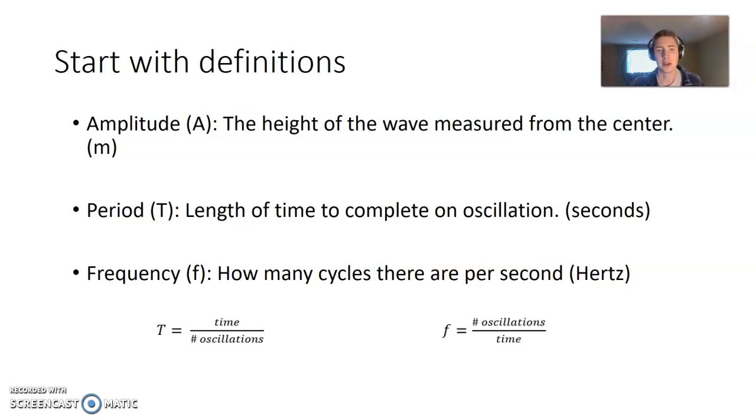And the period's abbreviated with a capital T. That's going to be the length of time to complete an oscillation. That's measured in seconds. And then we have frequency, which is abbreviated with an F, and that's how many cycles there are per second. And this may be a new unit for a lot of you, and that's measured in hertz, which is actually just cycles per second. And once again, we have our equations here. You guys saw this last week in your pendulum lab or your sound lab.